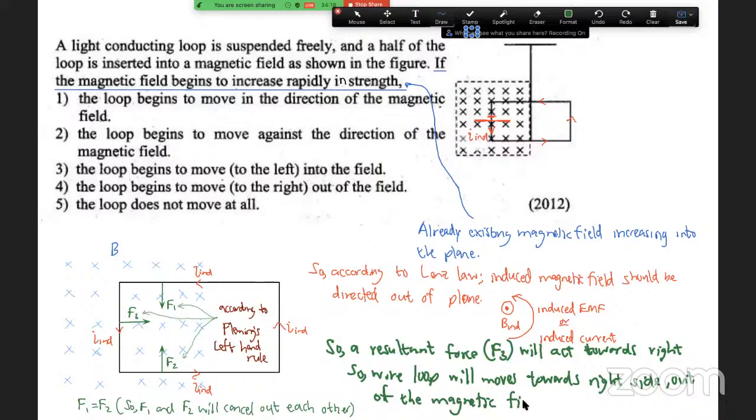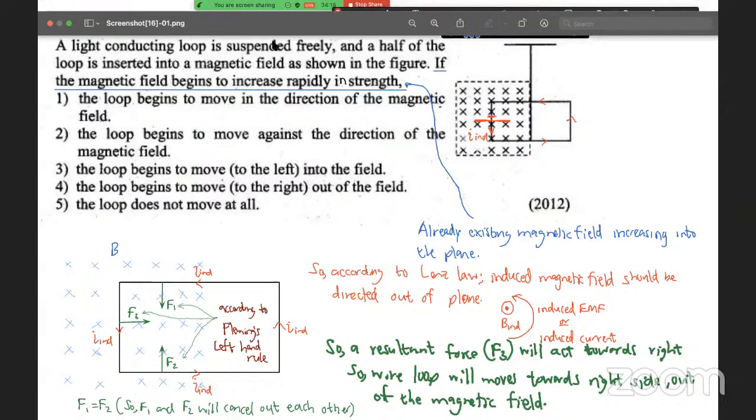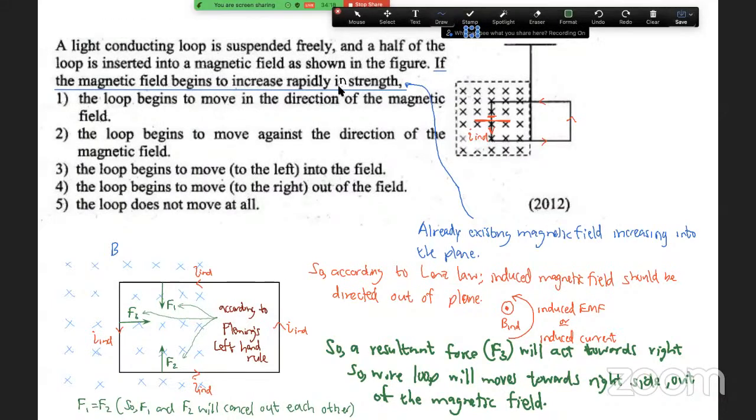So in this question, we have to consider both Lenz's law and that first equation F equal BIL we discussed, and Fleming's left hand rule. Both must be used. Hence the answer for this question is going to be what? The fourth one, no? The answer for this question is going to be the fourth one.